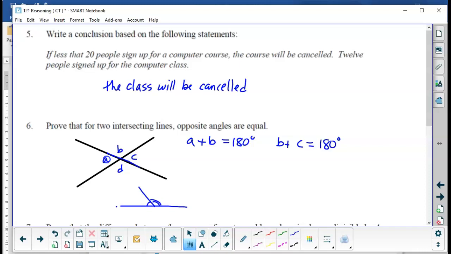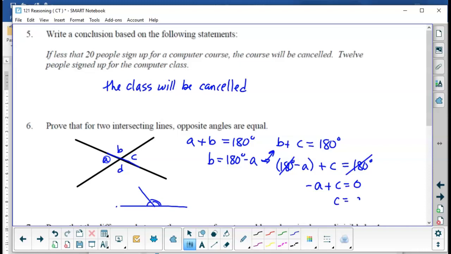Well, what's common to both of these equations is B. So if I use substitution, back from Math 10, and substitute into this equation, I would have 180 minus A plus C equals 180. And then basically I get negative A plus C equals 0. So then I get C equals A, right? Those are opposite angles, so we just proved it.